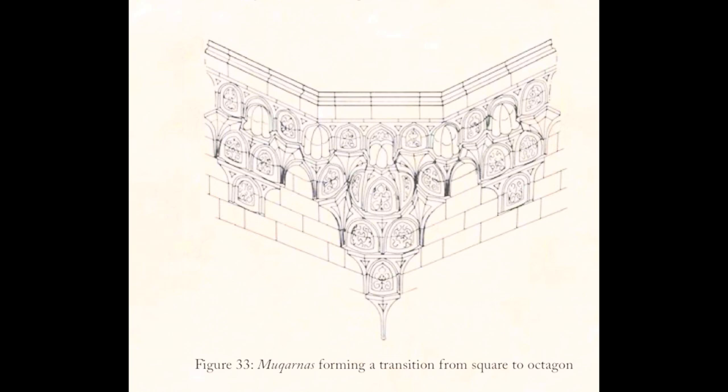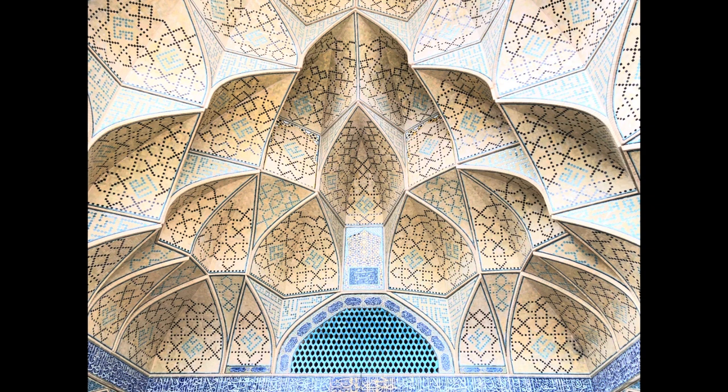Now, these images are from Titus Burckhardt's book Art of Islam, which I've been reading, and it explains how these images were made. This is, of course, the Jama Masjid of Isfahan.